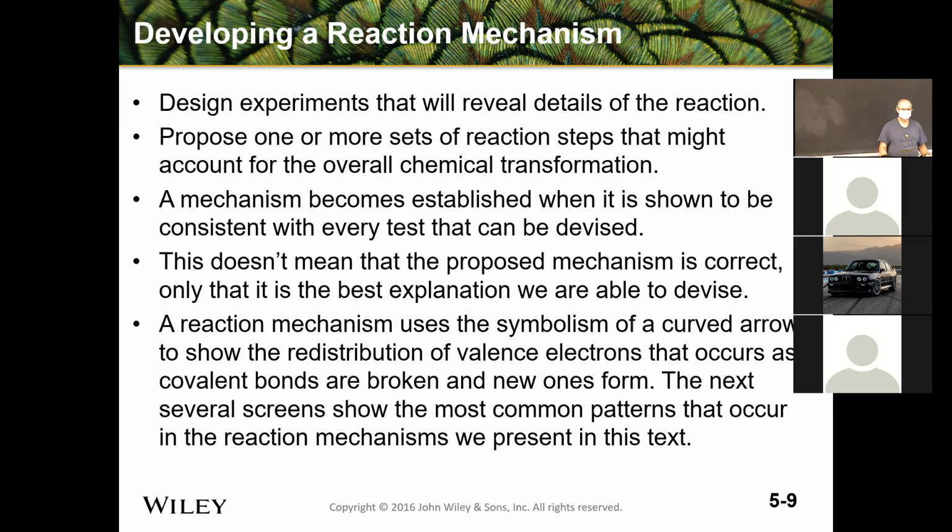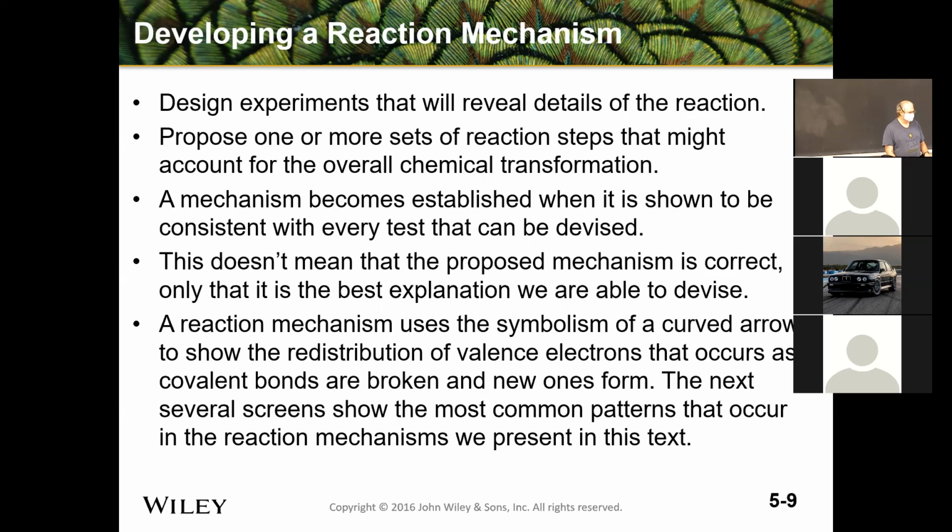Okay, reaction mechanism is not something that can be necessarily proven, but it needs to be consistent with available evidence. This first bullet point is very broad: design experiments that will reveal details of the reaction. Some of the things you can look for, you can determine the rate law experimentally. For example, you can use the method of initial rates, see if it's first order or second order. You can add a suspected intermediate, see if that changes the reaction, or you can remove a suspected intermediate as it's formed, or observe it.